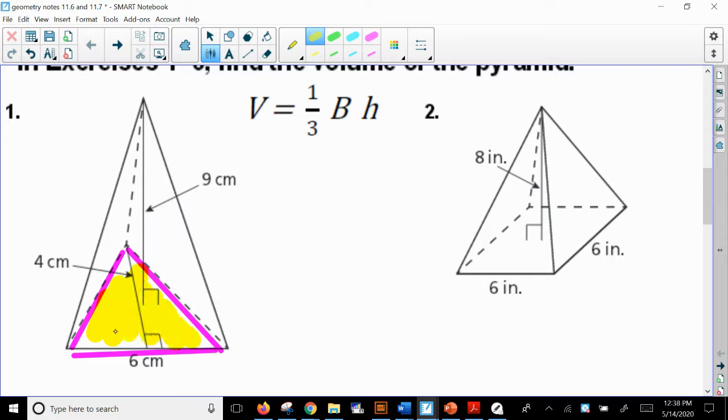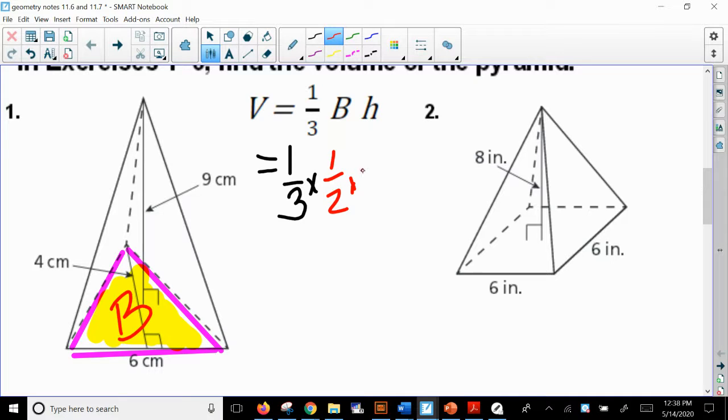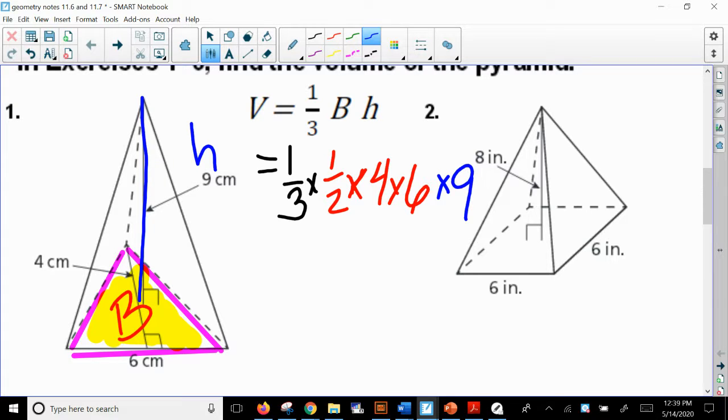Okay? So when I do big B, let me write out the formula. I'm going to multiply 1/3 times, now for my big B, I'm going to put it in red. Area of a triangle is 1/2 base times height. So everything red is what I'm putting in for big B. So I have to do 1/2 times 4 times 6. Can y'all read that? I'm trying to write with my finger. Now, the height is 9. This is my height right there. So I got to times it by the height, that's how tall the whole thing is, which is 9.